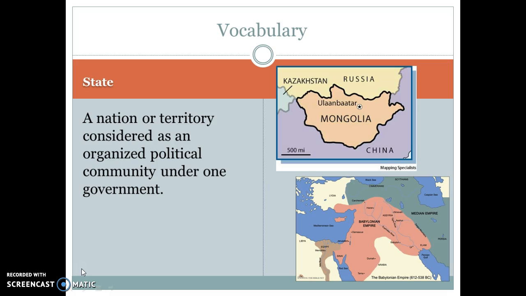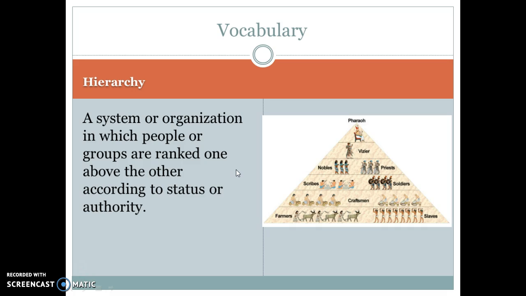We have historical significance. All right, next word is hierarchy. Wait a minute, this one's been mentioned once in class already and now again. What does that mean? It's very important. It's going to come up over and over again in history. Hierarchy is, according again to dictionary.com, a system or organization in which people or groups are ranked, one above the other, according to their status or authority.